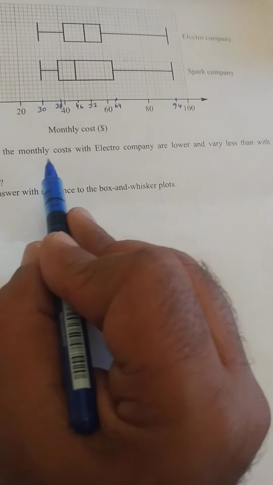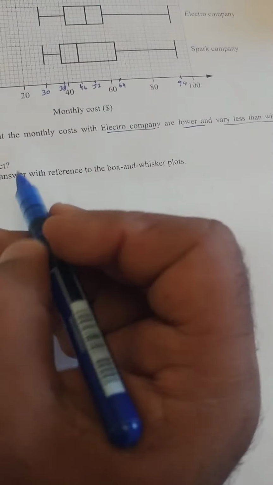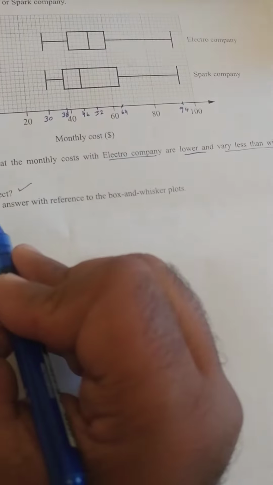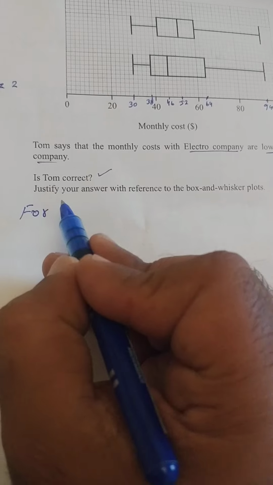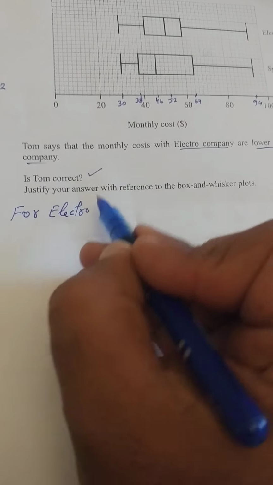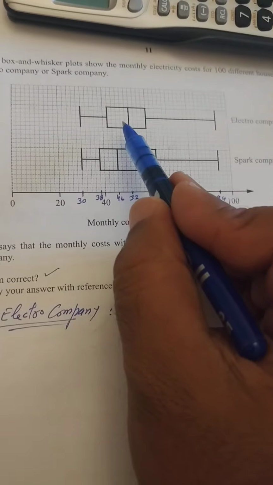Now Tom says the monthly costs for the Electro company are lower than with the Spark company. There are two companies. So we will proceed that this is the Electro company and the Spark company. Let's see how you justify your answer by the box plot that Tom is correct. So for Electro company first, let's see what we have calculated from this box and whisker.